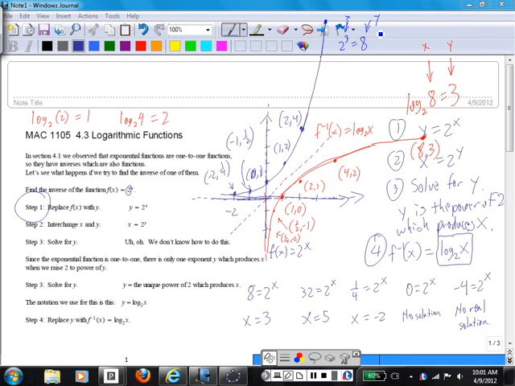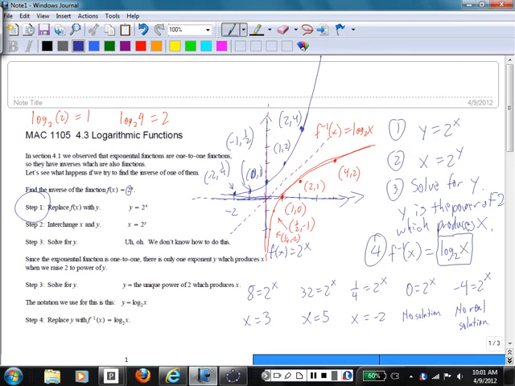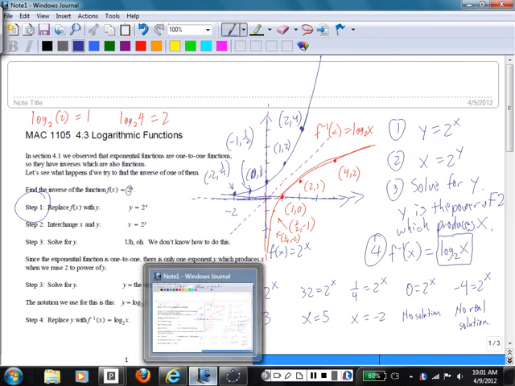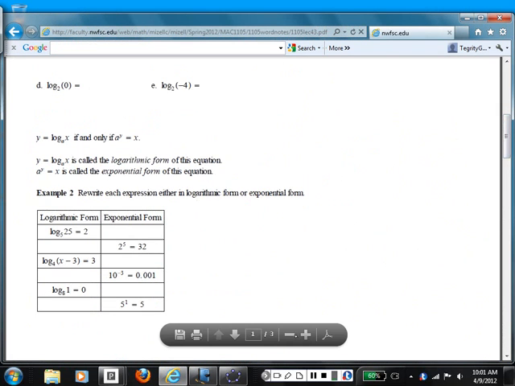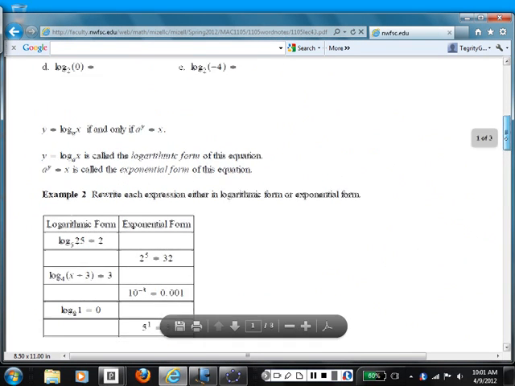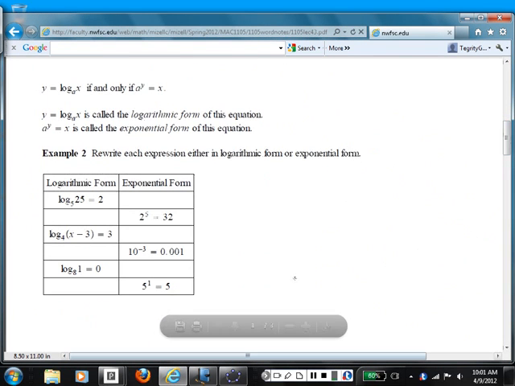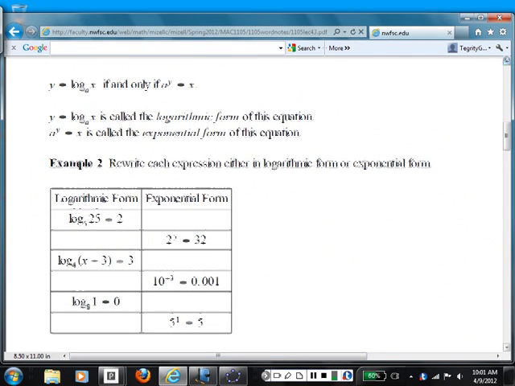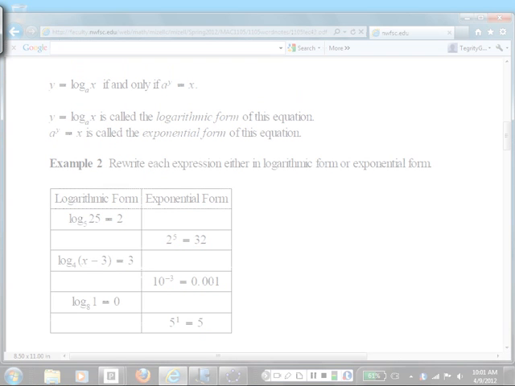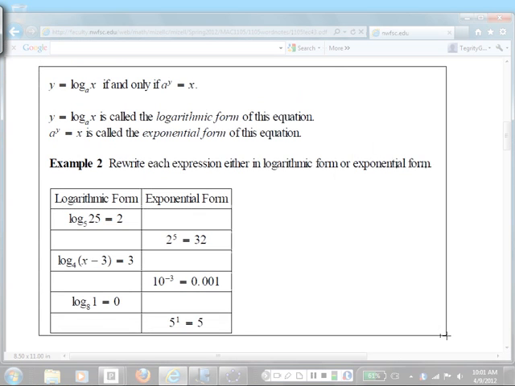Okay, thank you. Now that kind of leads nicely into the official definition of the log function and toggling back and forth between exponential form and logarithmic form. Zoom in on this just a bit. Just a bit more. There we go. Definition of logarithm, as if we haven't defined it enough already.